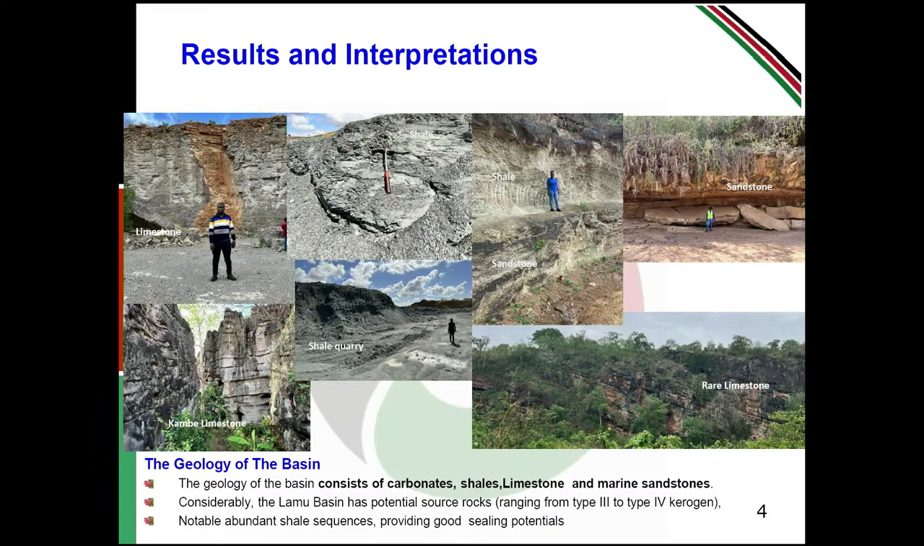Moving on, where you're seeing the person in blue, the one at the top is a sandstone, in the middle is an outcrop of a shell, and at the bottom is a sandstone. On the extreme right, that's a sandstone outcrop. Then going down, we have a limestone, and closing up, we have the Kambe limestone. Generally, we have a good representation of the sedimentary rocks, and this is just an example of what we find in the basin.